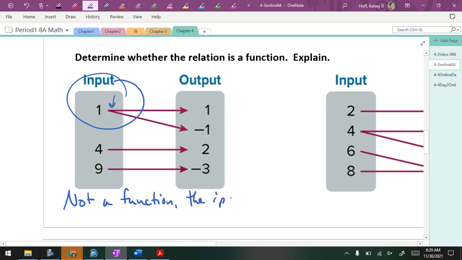The input of 1 repeats. Your input or your x cannot repeat. Your input or the x, they mean the same thing, cannot repeat.